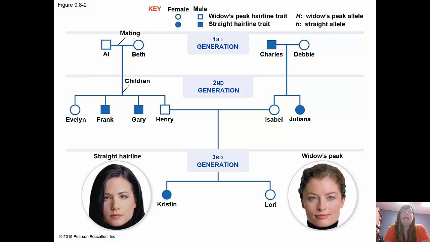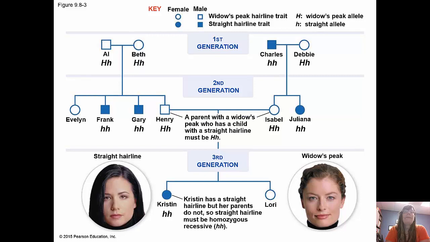Then when you're looking at Al and Beth, two children, Frank and Gary, have the recessive allele. So that means that both Al and Beth have to be heterozygotes. They each had to donate a recessive allele in order to have children with the recessive traits. Okay? And there it is, all filled in for you.